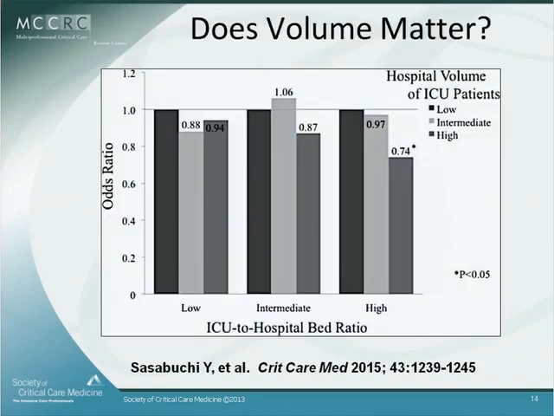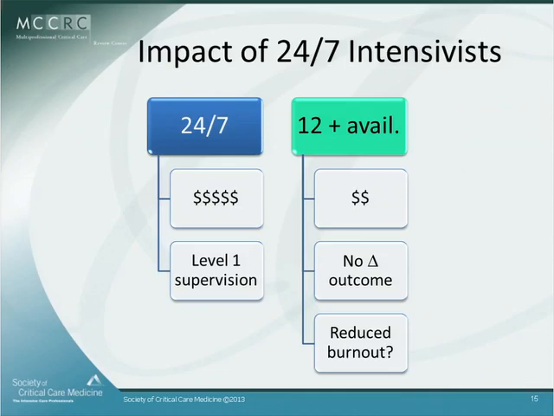Now, does the volume of your place matter? So if you look at the hospital volume of ICU patients, either low, intermediate, or high, and you look at the odds ratio of a bad outcome, clearly high volume places can have an impact on outcome. This is not new data. We find this for Whipples and other kinds of procedures. The question is, what underpins that?